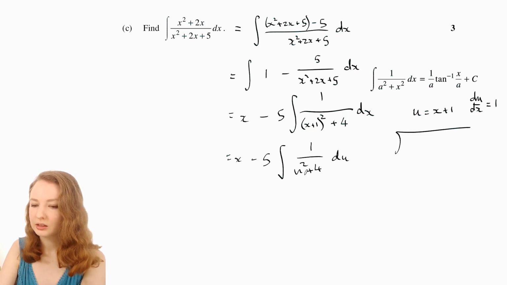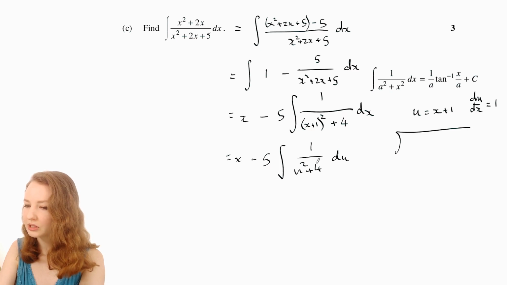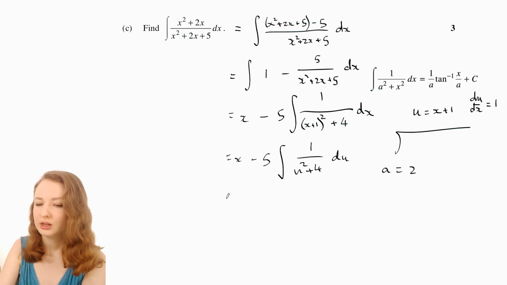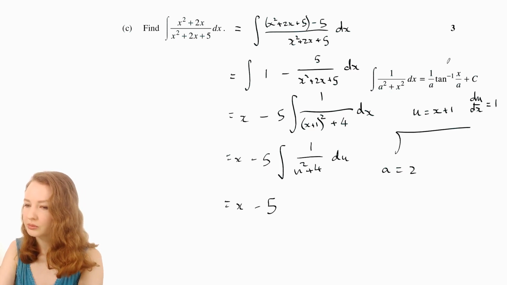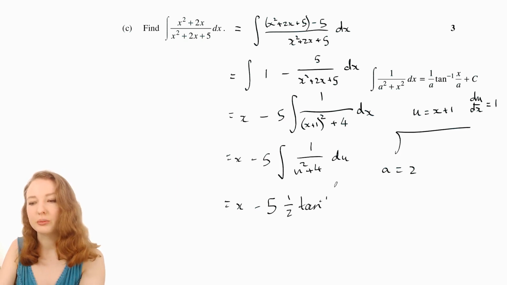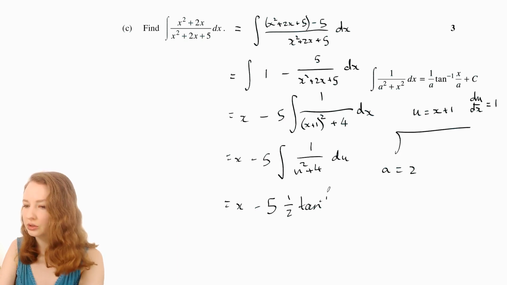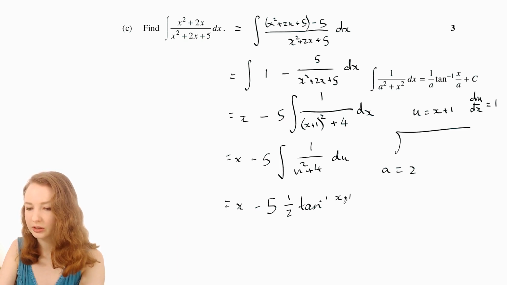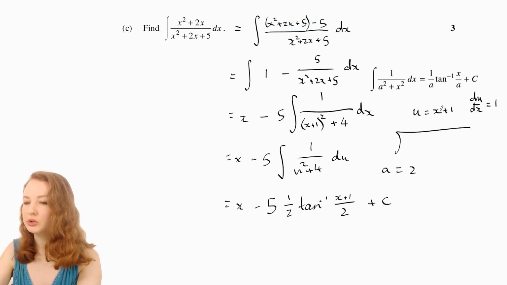And then that's our a squared, so a will be equal to 2. So you get x minus 5 times this, which will be 1 on 2 arctan of u on a. So u is x plus 1, let's put that in. And then a was 2, and plus a constant. So yeah, you can do that.